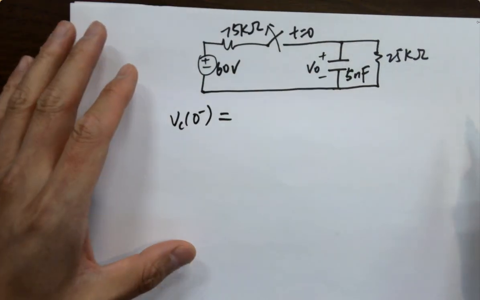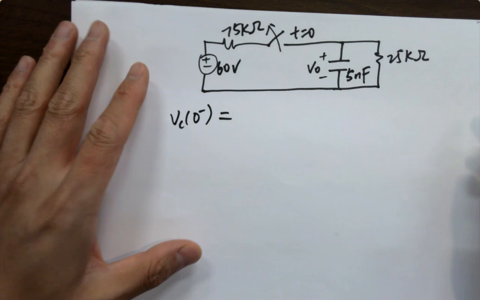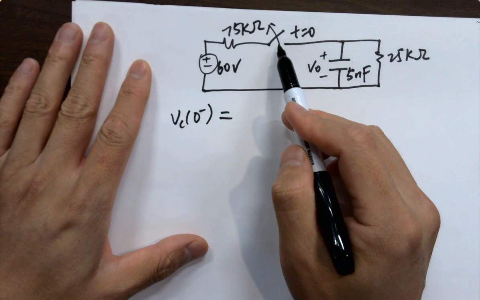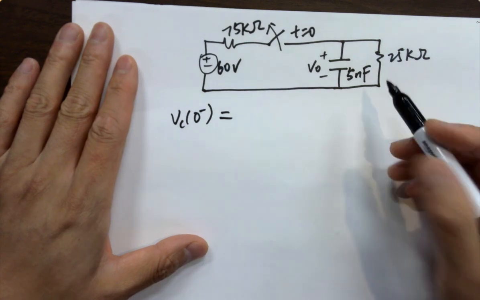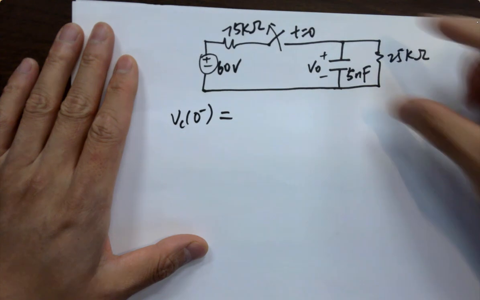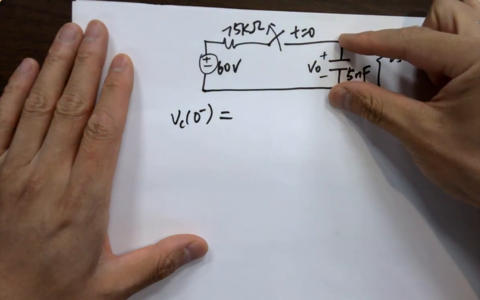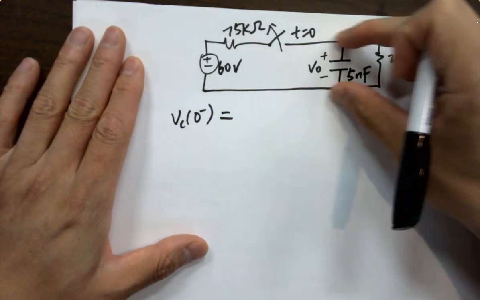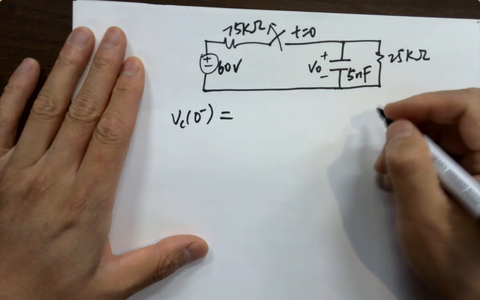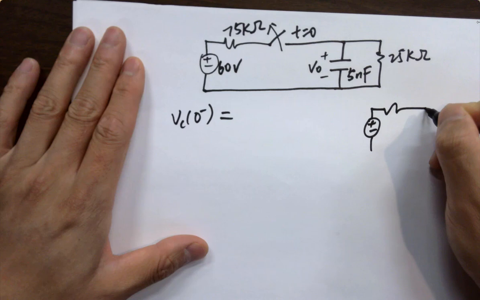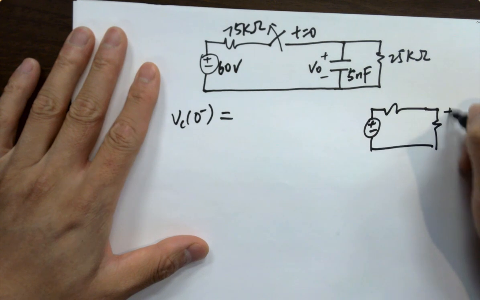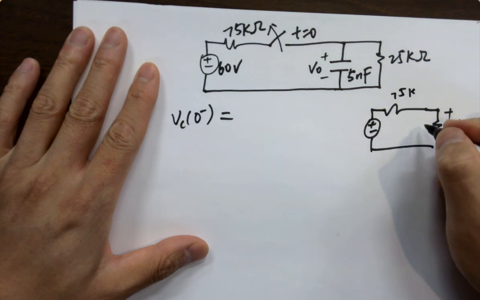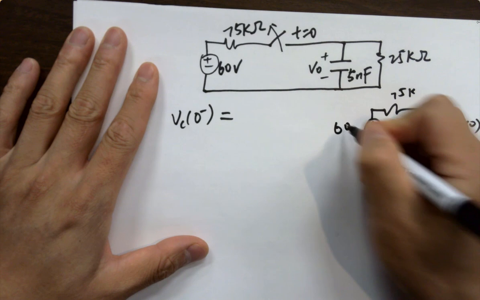First you need to know what the circuit looks like, right? Opening at time 0. The voltage here is basically the voltage where? Yes, it's a voltage divider. It's basically the voltage over here, same voltage, same node. So the circuit looks like this: plus minus, that's VC0. This is 75K, this is 25K, and this is 60 volts.